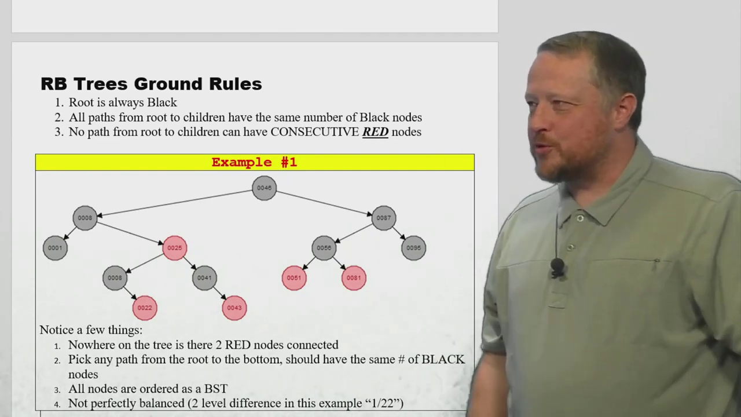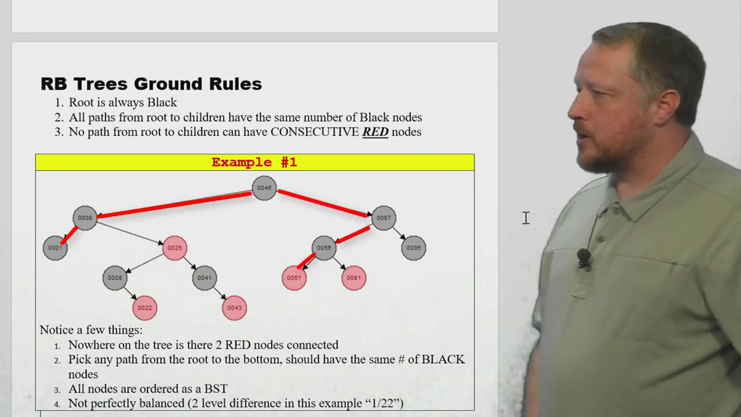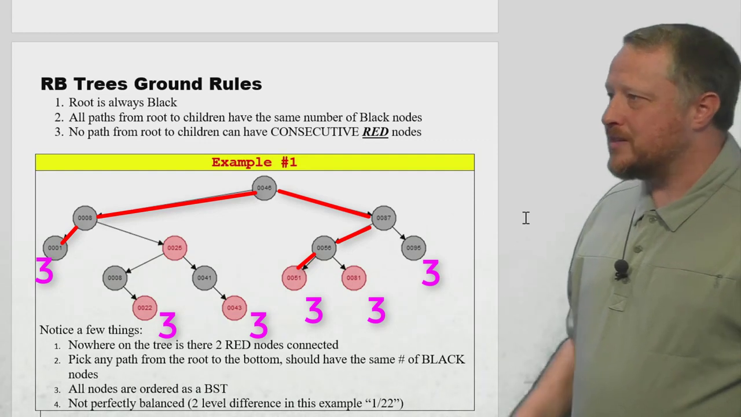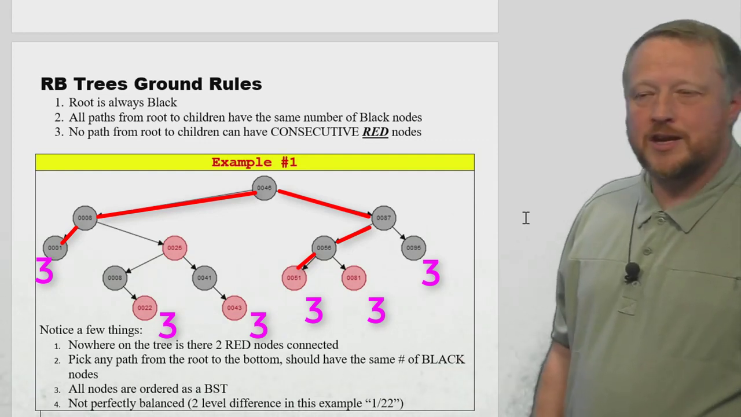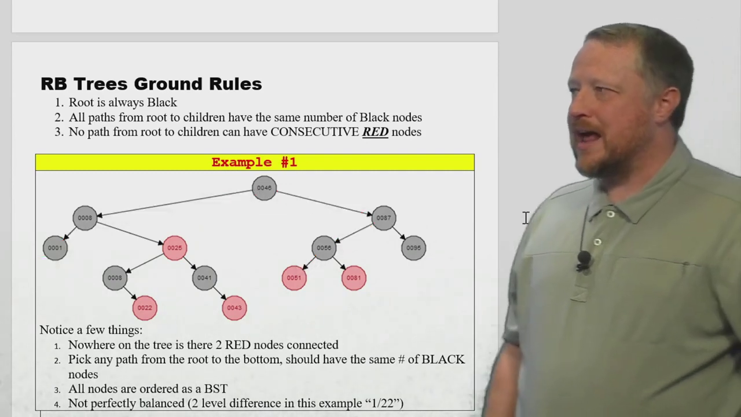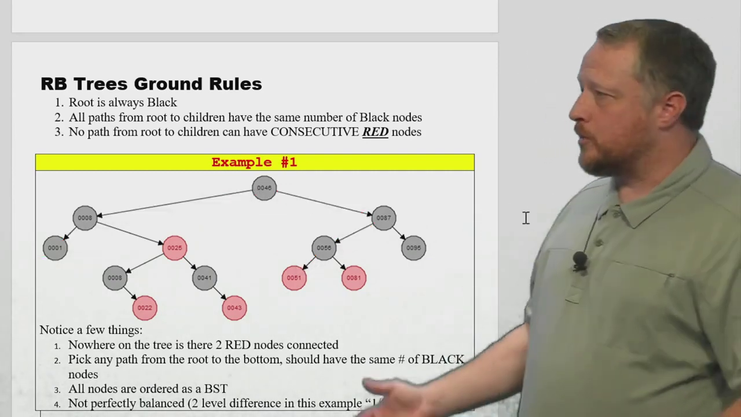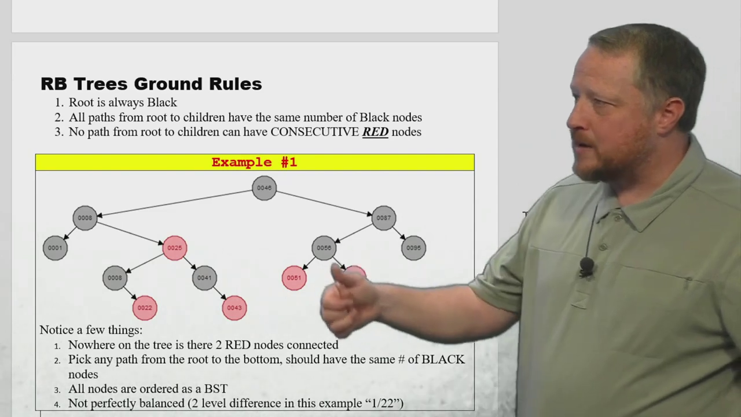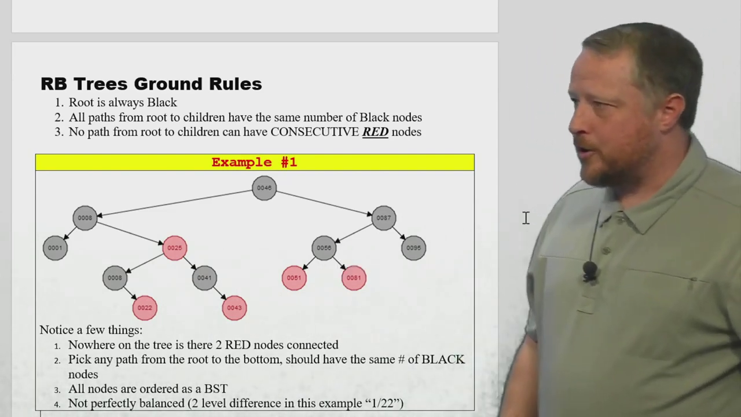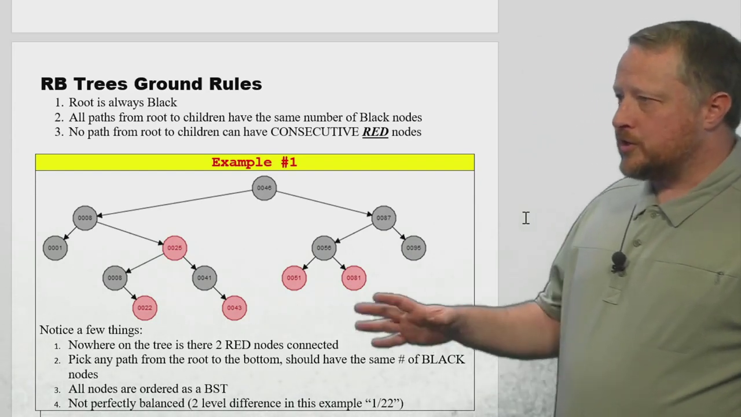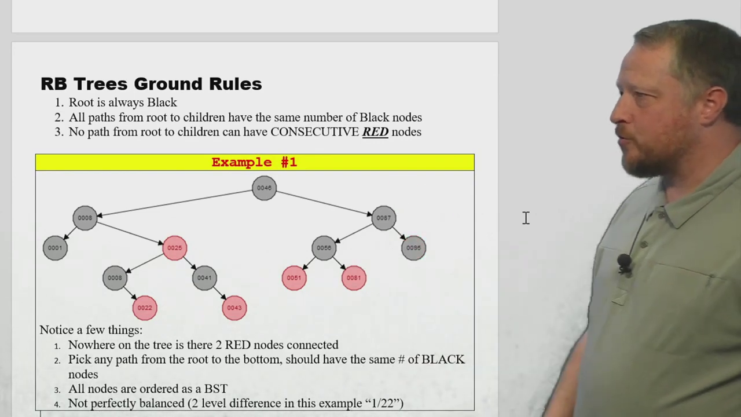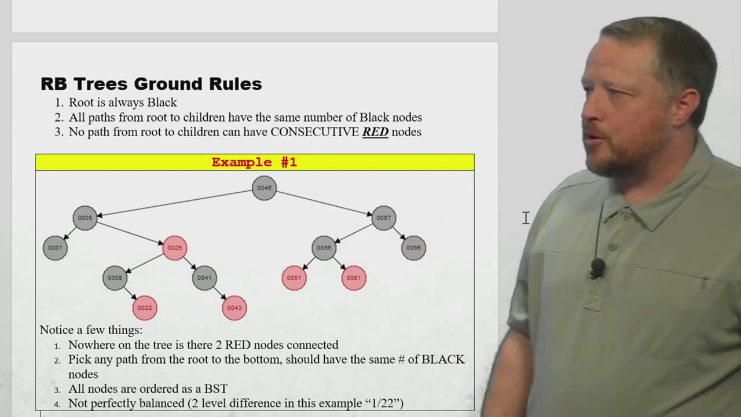All paths from the root to the children have the same number of black nodes. It's coming up right now, and you can see, going down to every leaf, it took that many black nodes to get to the very top. And there's no path from the root to children that can have consecutive red nodes. So again, if you look in the entire tree, there's no back-to-back connections between parent and child of a red node. Now, things to notice: nowhere in the tree are two red nodes connected. Pick any path from the root to the bottom, and it should have the same number of black nodes.